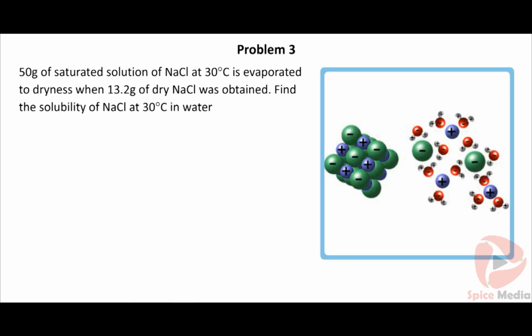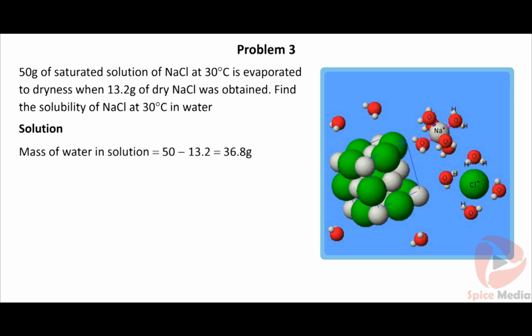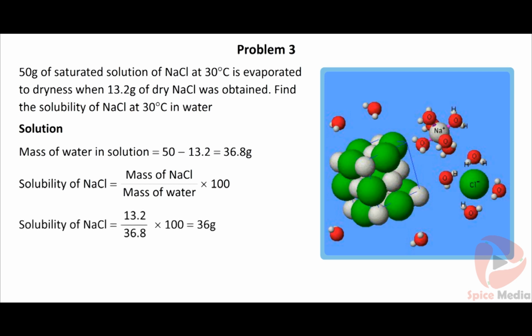50 grams of saturated solution of NaCl at 30 degrees Celsius is evaporated to dryness when 13.2 grams of dry NaCl was obtained. Find the solubility of NaCl at 30 degrees Celsius in water. Solution: mass of water in solution is equal to 50 minus 13.2, which is equal to 36.8 grams. Solubility of NaCl is equal to mass of NaCl by mass of water into 100, which is 13.2 by 36.8 into 100, equal to 36 grams approximately.